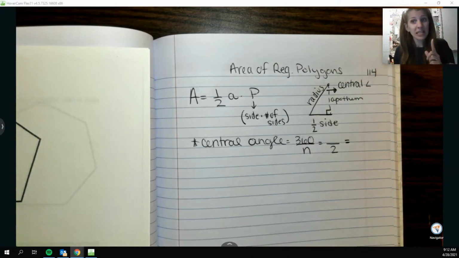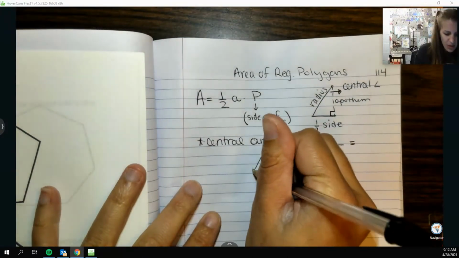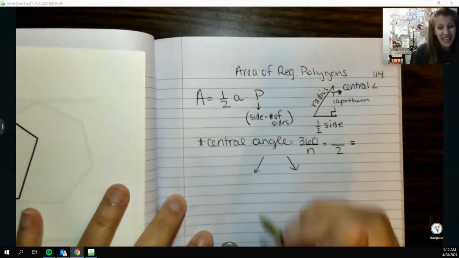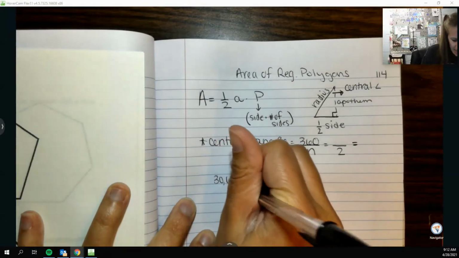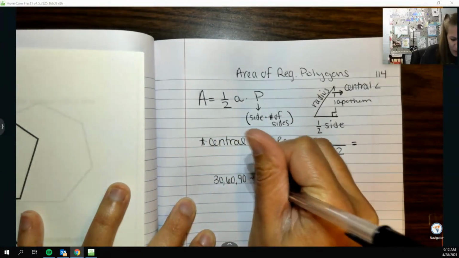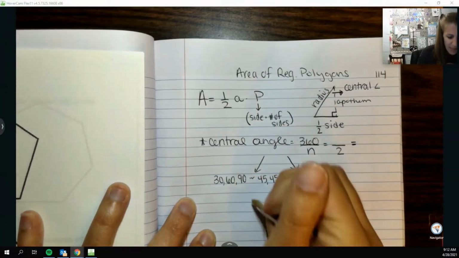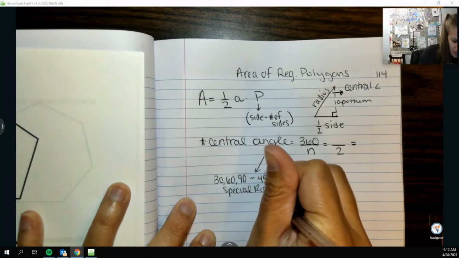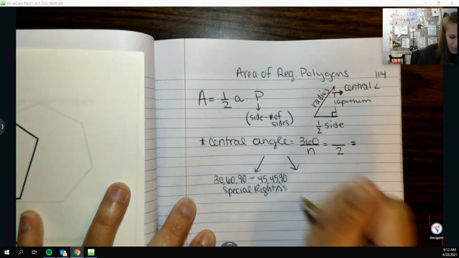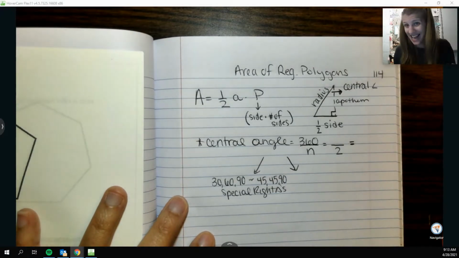Now the central angle is key because once I know the central angle, this is going to go one of two ways for you. Either your central angle is going to be a 30, 60, 90, or a 45, 45, 90. And you're going to be so happy because you can just use your special right triangle stuff, which is all the ones that we did last time.